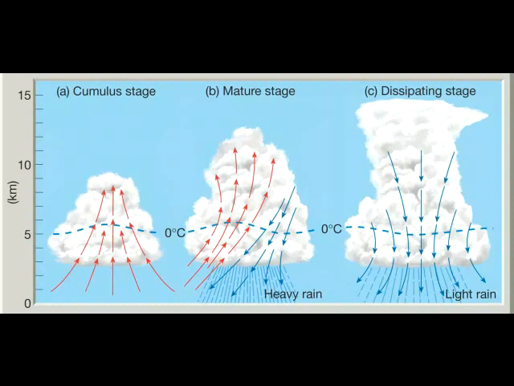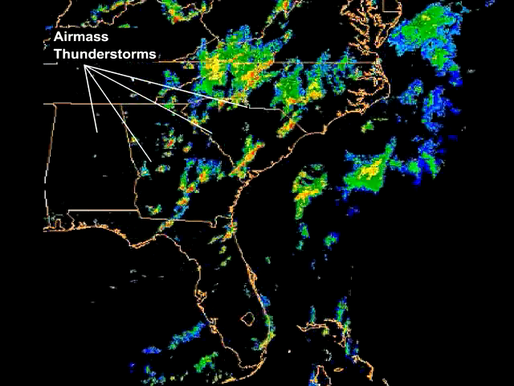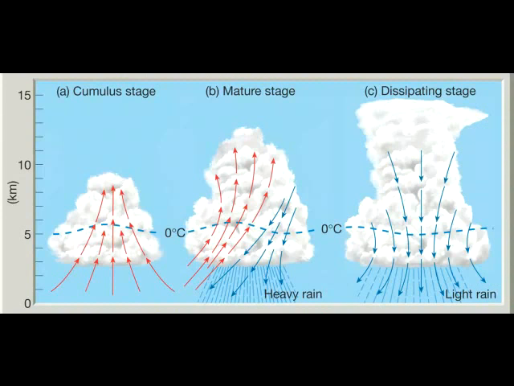And finally, during the dissipating stage, the updrafts weaken and the moisture supply is cut off. Downdrafts and entrainment dominate, and the cloud will soon evaporate. This is how air mass thunderstorms look on a radar image animation. Air mass thunderstorms do not typically produce severe weather over a longer period of time, because precipitation falls into the updraft, and this way the downdrafts counteract the updrafts in the cloud.